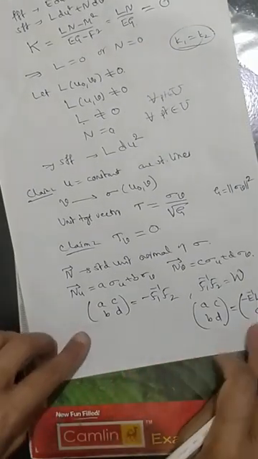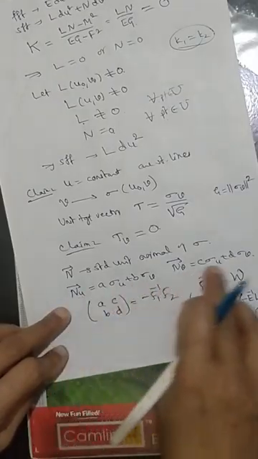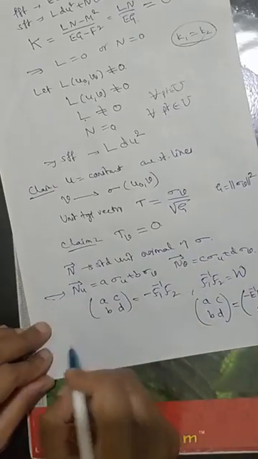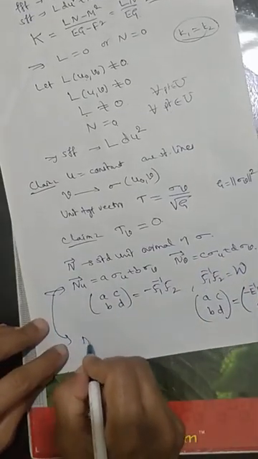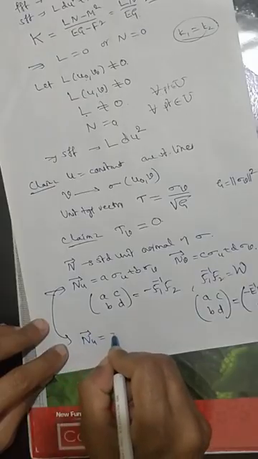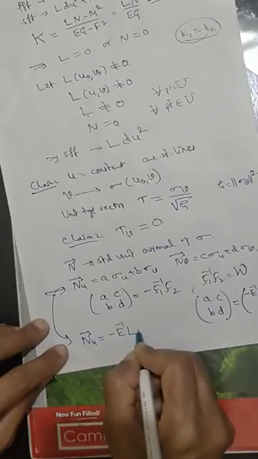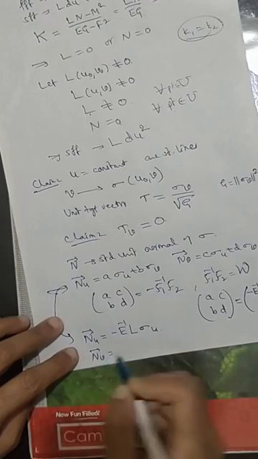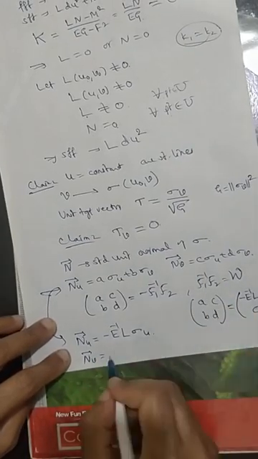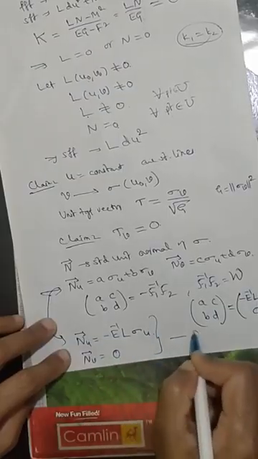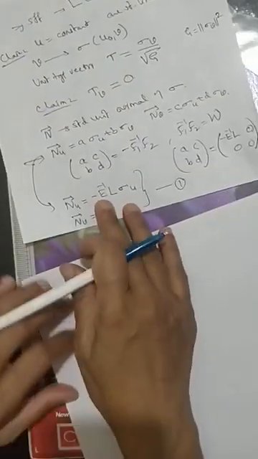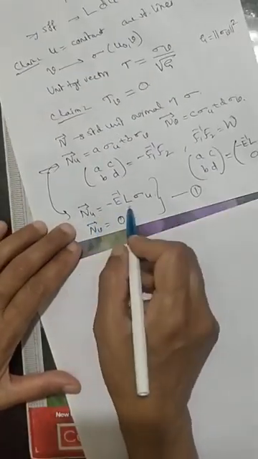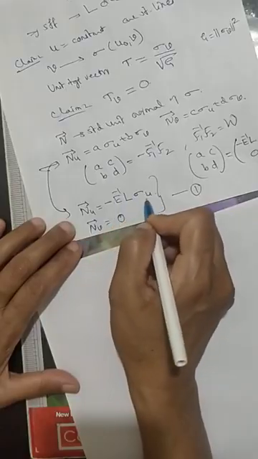Okay. So considering these values for a, b, c, d in this expression here, what I have for N_u is equal to minus E inverse L sigma u, okay, and N_v is equal to, c is 0, d is also 0, so this is equal to 0. Let us call this statement 1 here. Okay, now consider the first expression here, that N_u is equal to minus E inverse L sigma u.